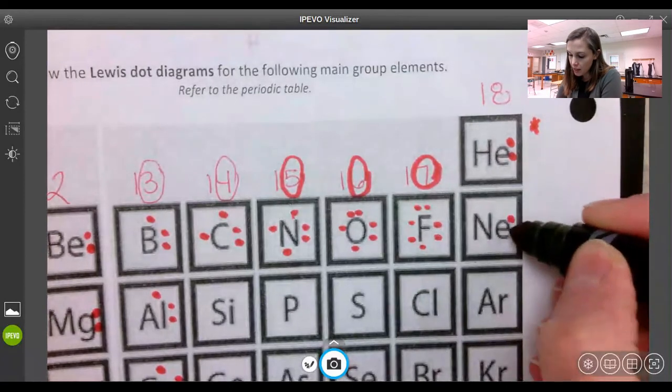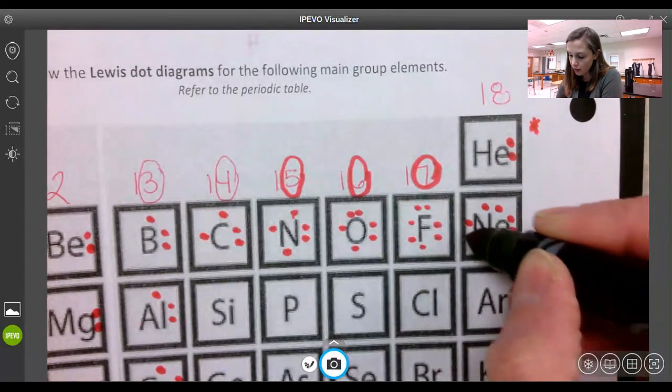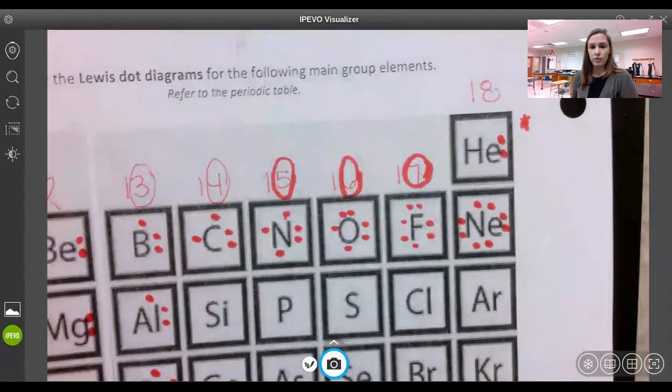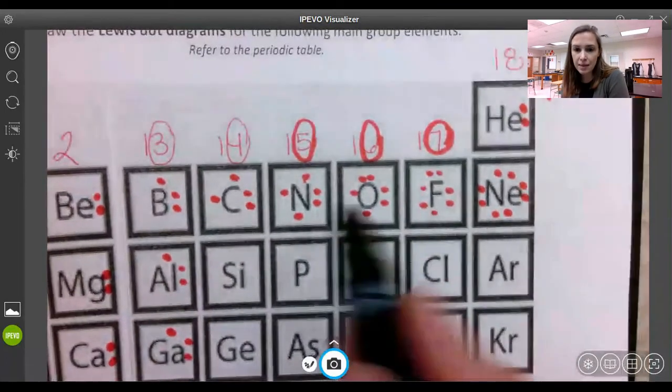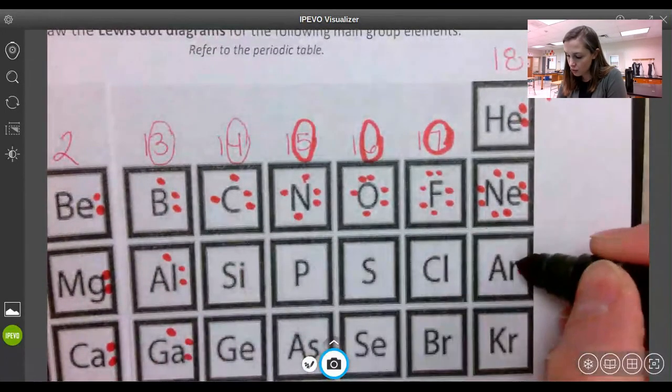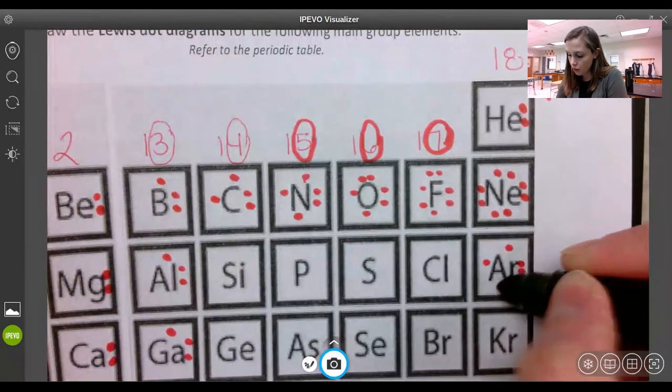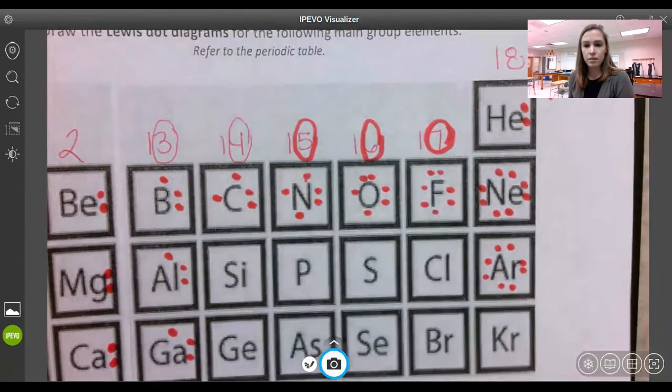But then you're going to see neon is 1, 2, 3, 4, 5, 6, 7, 8. We'll fill that right up. If you wanted to keep the same pattern that I was doing across, like with argon, you would have your 1, 2, 3, 4, 5, 6, 7, 8.